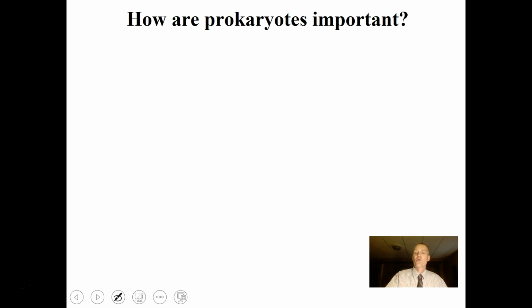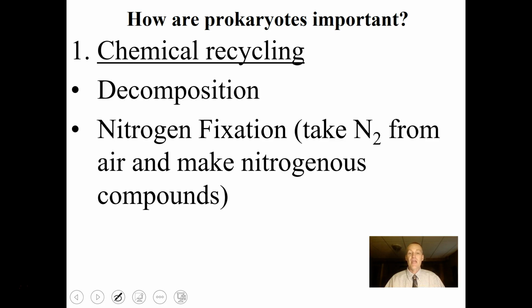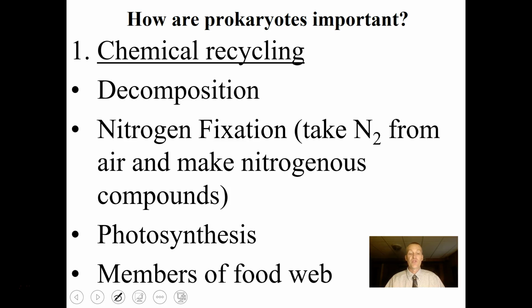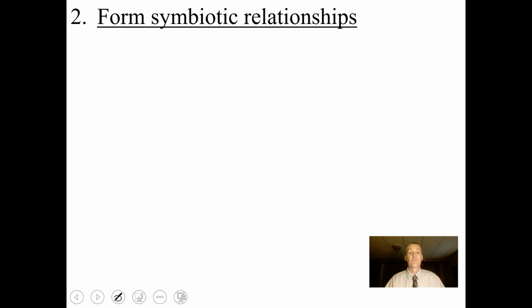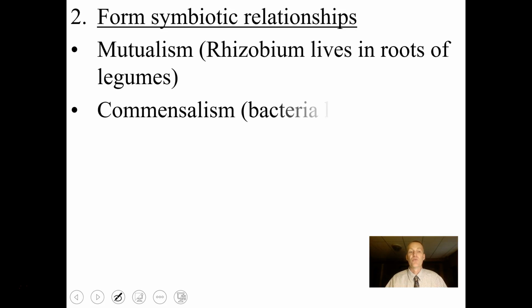So how are prokaryotes important? They're important in many ways. They're important in chemical recycling. They aid in decomposition. They aid in nitrogen fixation, so they take nitrogen from the air and make nitrogenous compounds that other organisms can use. They undergo photosynthesis, and they're members of food webs, so other things eat them. They also form symbiotic relationships like Rhizobium in the roots of legumes, which are the bean family.